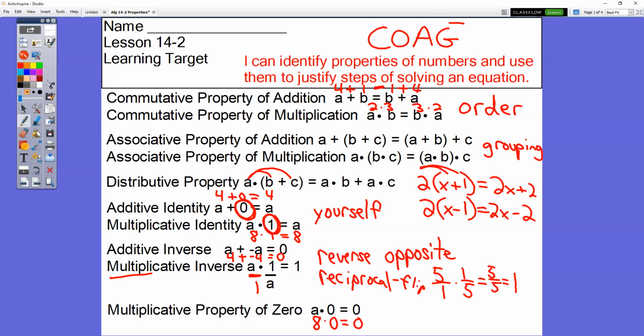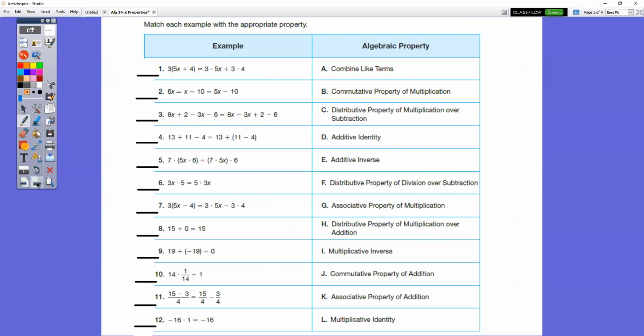But my big suggestion, please remember coag. The most common ones that they like to ask, especially on the Regents exam, are commutative and associative. So how we like to teach this is doing a matching. Now you'll notice that there's a couple little things in this that are a little bit different. Notice that we have choice A. Choice A says combine like terms.